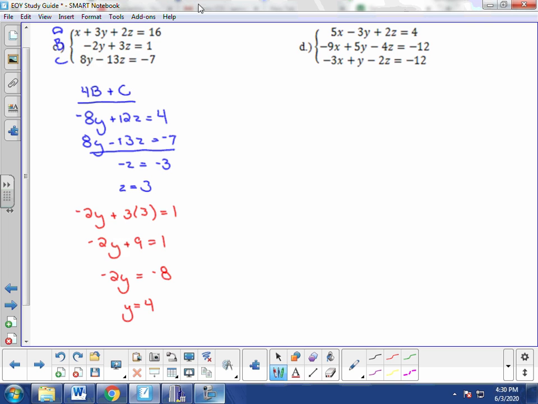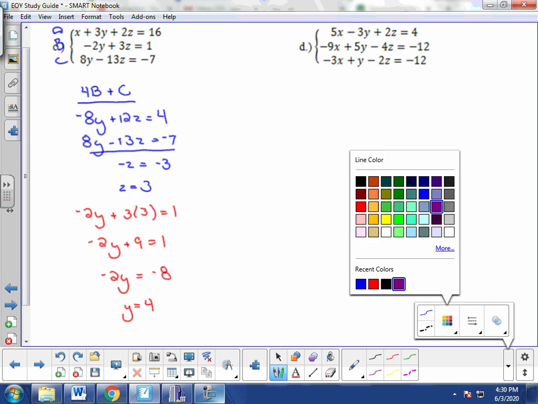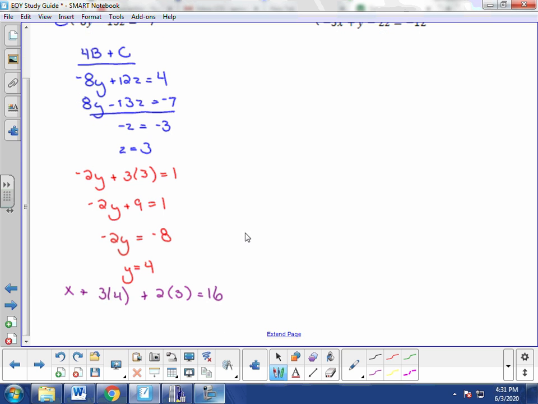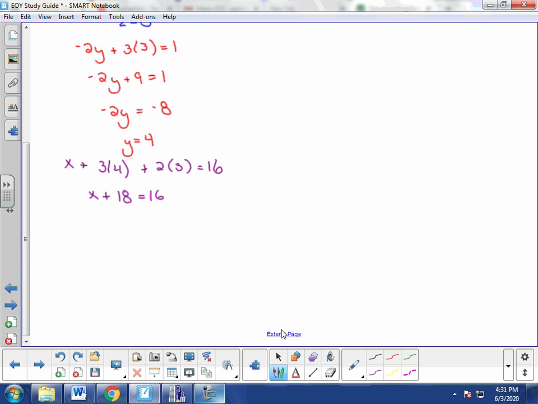So now I know what z and y are. I can substitute both of those values back into the equation I labeled as A to figure out the solution for x. So that would be x plus 3 times y, which is 4, plus 2 times z, which is 3, equals 16. I can combine my like terms here. 3 times 4 is just 12. 2 times 3 is 6. So this would be x plus 18 equals 16. Then I can subtract 18 from both sides. So x equals negative 2 would be the value for that third variable.